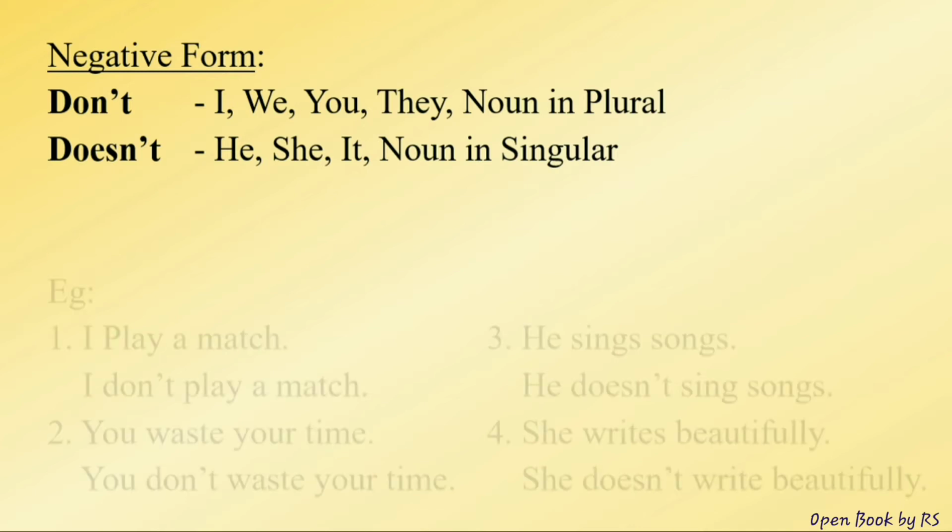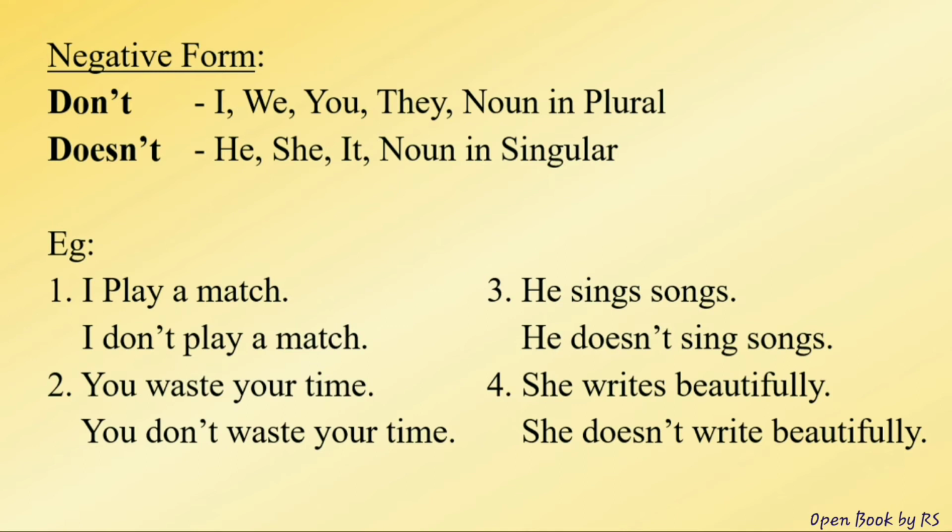Take the examples. I play a match. I don't play a match. That is, the first is affirmative, the second one is negative. Here we need don't, the auxiliary, and not in order to prepare this sentence. Second example, you waste your time. You don't waste your time. He sings songs. He does not sing songs. Here, with the subject he, we should use does or does not.